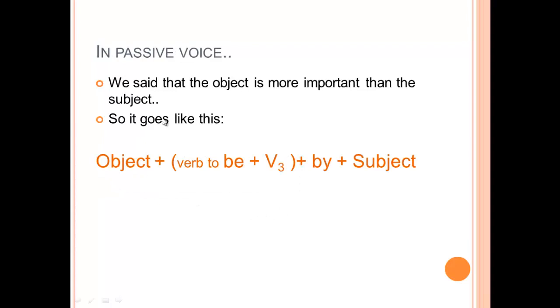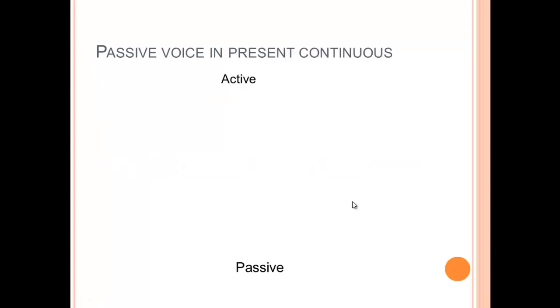Okay, generally passive voice sentences would be like object, verb to be, verb 3 plus by plus the subject, but in our lesson we're not going through all tenses, we're only going with present continuous tense, and let's work on it in detail. Passive voice and present continuous. Active sentences usually go like this.